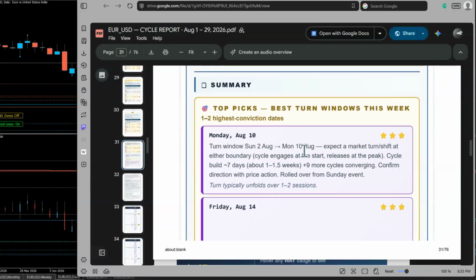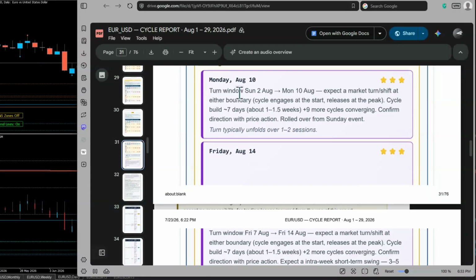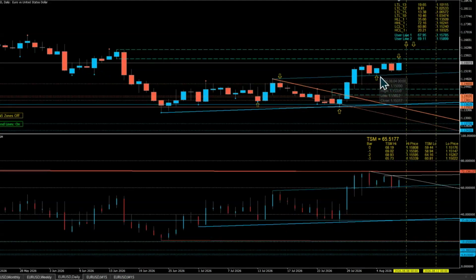Now the top picks for best turn windows this week. The highest conviction dates are Monday and Friday. Don't just say, okay, it's Monday and Friday. Read what it says. Turn window Sunday 2nd of August to Monday 10th of August. So what started last week is continuing into the 10th of August. Expect a market turn shift at either boundary, which we already did from Monday into Friday last week, which was fine. And in fact, I did a video on this as well, right? So last week we had Tuesday going into Friday, closed the gap, and so on.